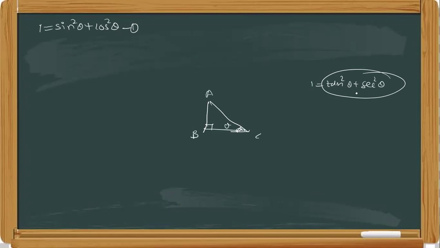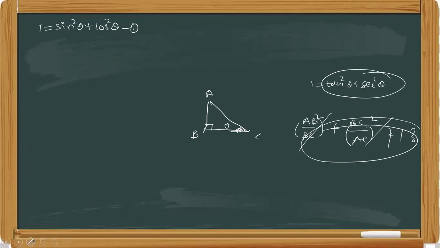What is tan square theta plus sec square theta? Let us check. For this triangle, tan theta is what? Opposite side upon adjacent side, AB upon BC, squared, plus sec theta, which means 1 upon cos theta. So adjacent side BC upon AC, squared. How does this come equal to 1? How? It is not correct. That's not an identity even.